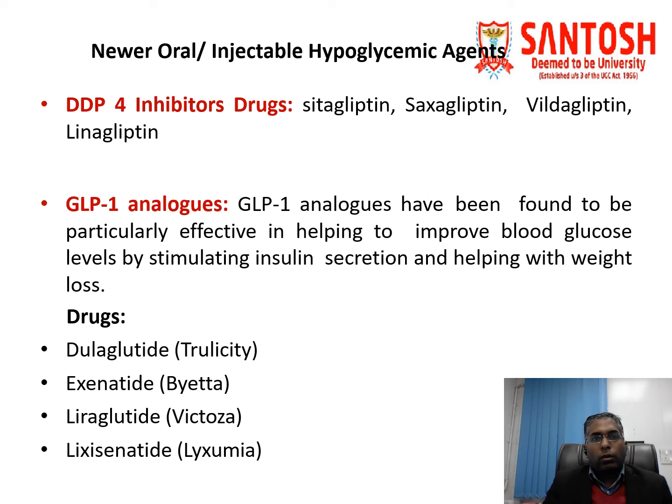There are some newer oral or injectable hypoglycemic agents. DPP-4 inhibitor drugs like sitagliptin, saxagliptin, vildagliptin, or linagliptin, and other drugs, GLP-1 analogs, have been found to be particularly effective in helping to improve blood glucose levels by stimulating insulin secretion and helping weight loss. Drugs are dulaglutide, exenatide, liraglutide, and lixisenatide.